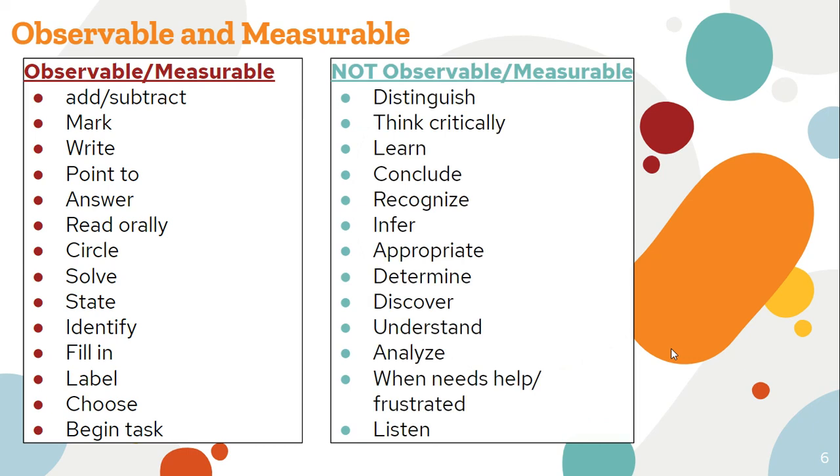Notice things like learn, recognize, understand, analyze are things that typically happen internally and are not observable. So these are verbs or skills that we would like to avoid. Make sure that you are writing measurable goals and objectives to make progress monitoring easier and more accurate.